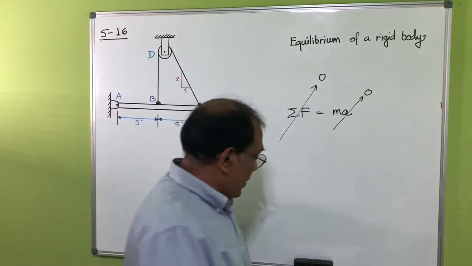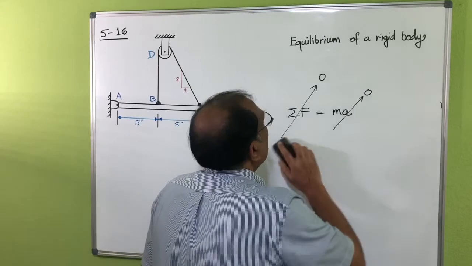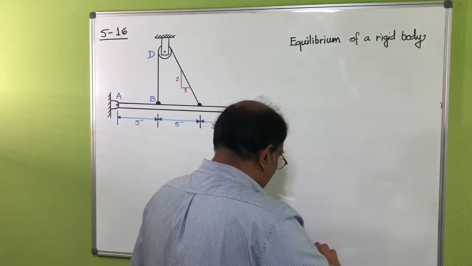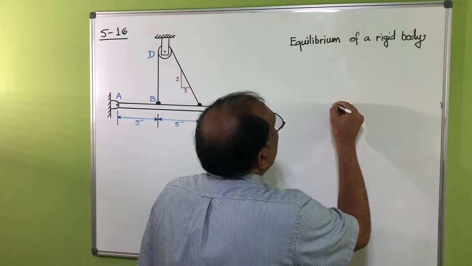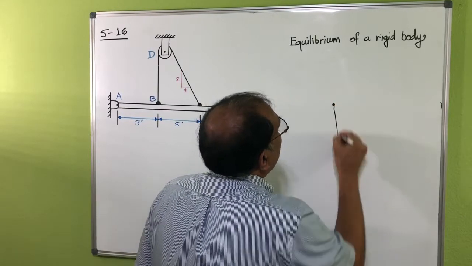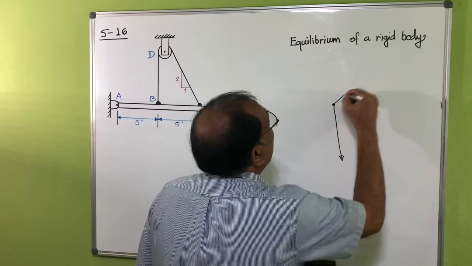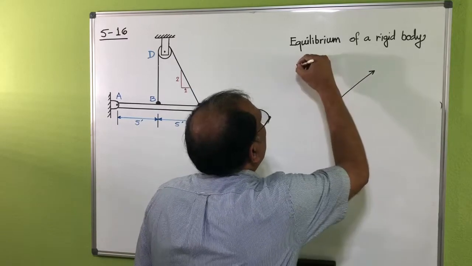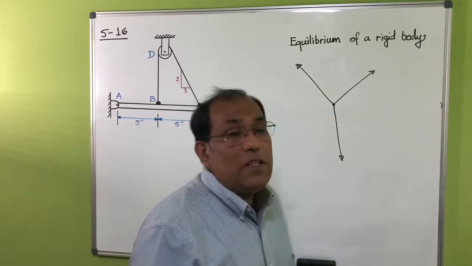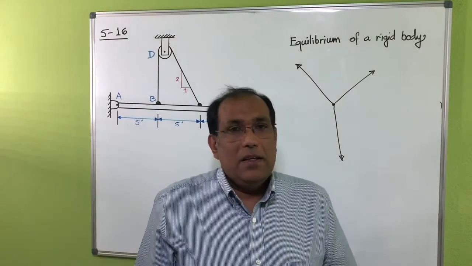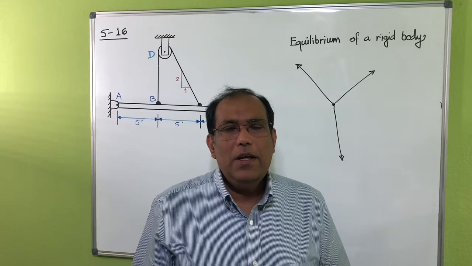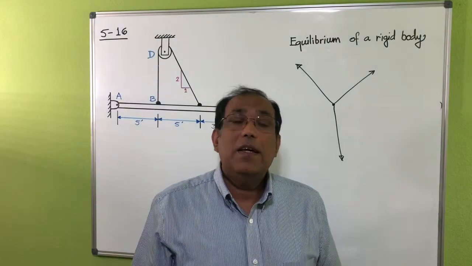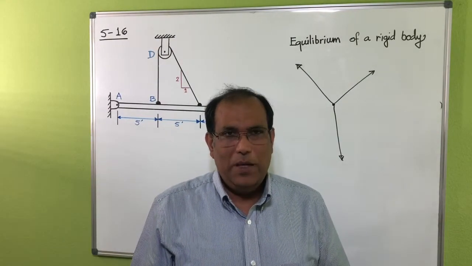But that's only for concurrent forces. For equilibrium of a particle, if you have a force here and a force here, and a force here, and if the summation of forces in x direction and y direction is 0, then you can see that the particle is in equilibrium.